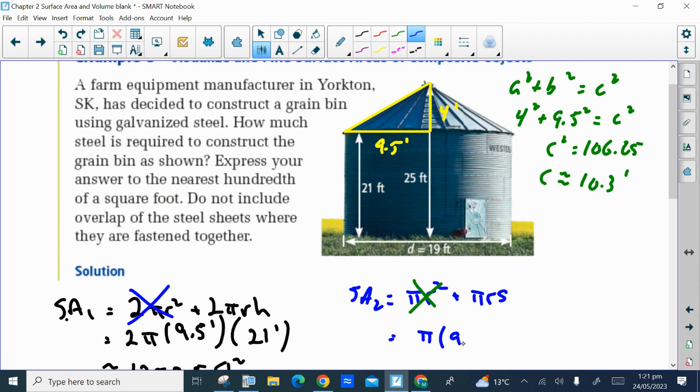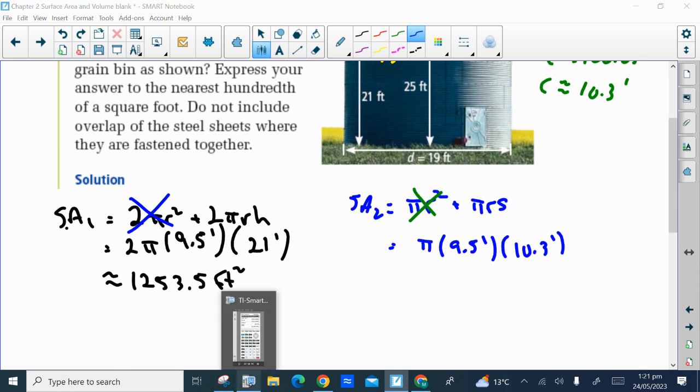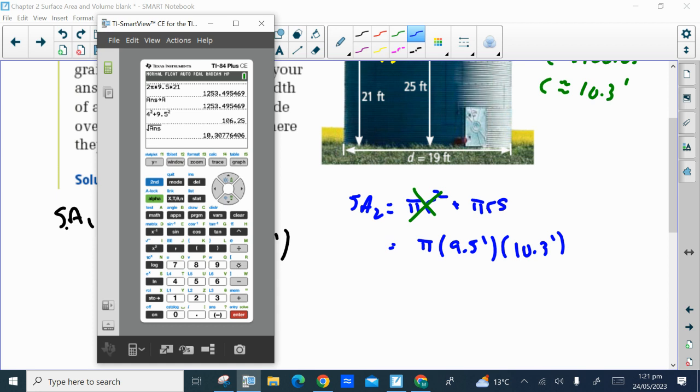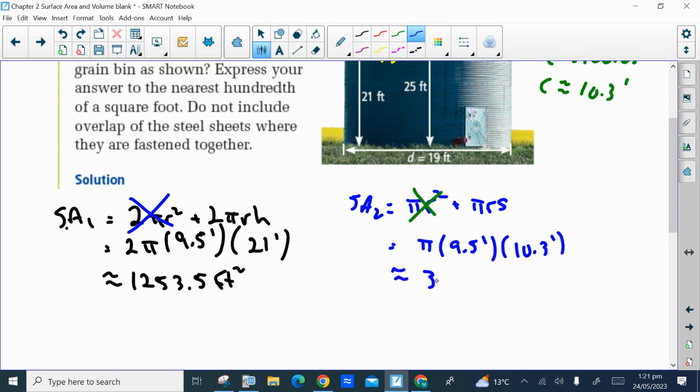Pi times our radius of 9.5 feet times our slant height of 10.3 feet. So I'm going to multiply that by 9.5 and pi. So the second piece, the cone on the top, the lateral area is approximately 307.6 square feet. So now I need to add these two together.